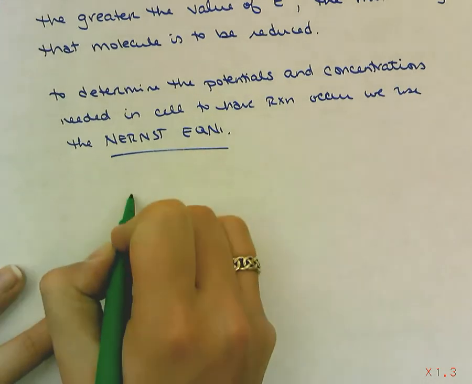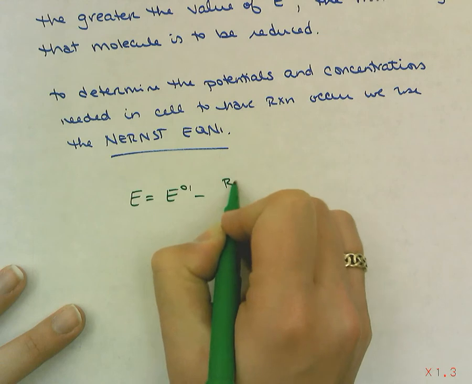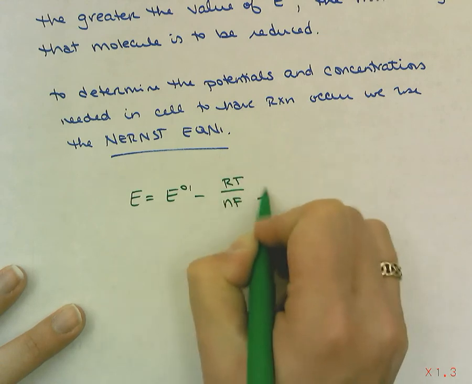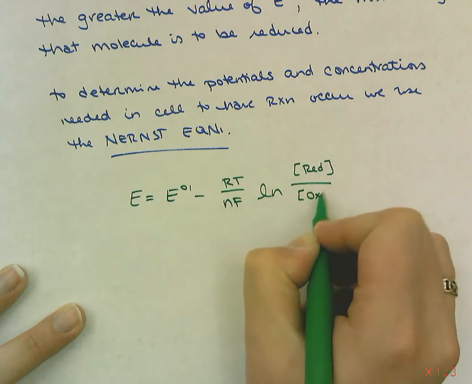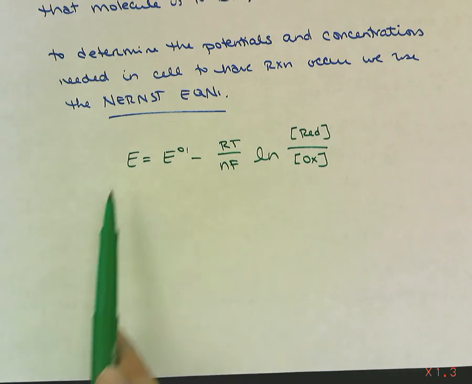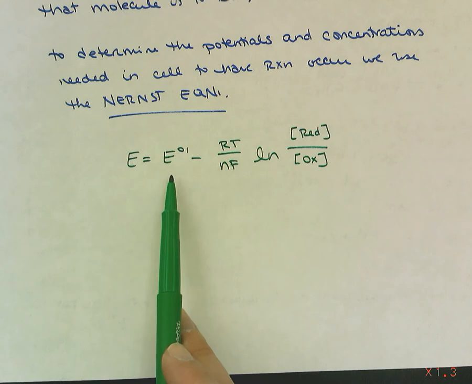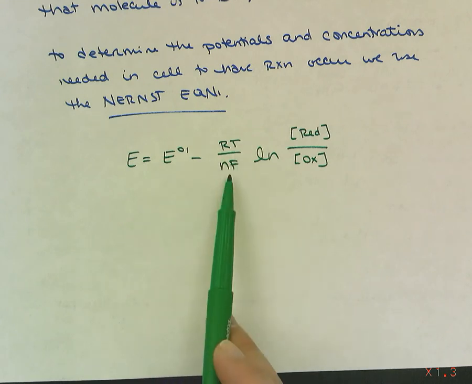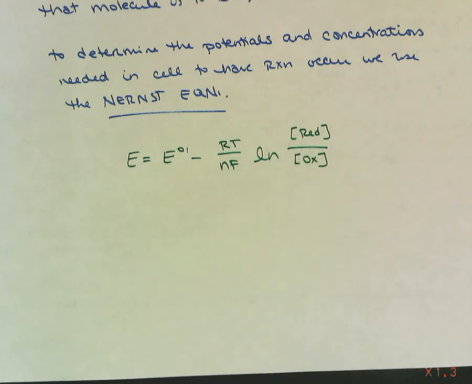So, the Nernst equation, for those who possibly have forgotten what this was. The potential the reaction actually occurs at is equal to the standard state potential minus RT over NF, which I'll explain in a second, natural log products over reactants, or reduction concentration over oxidation concentration.